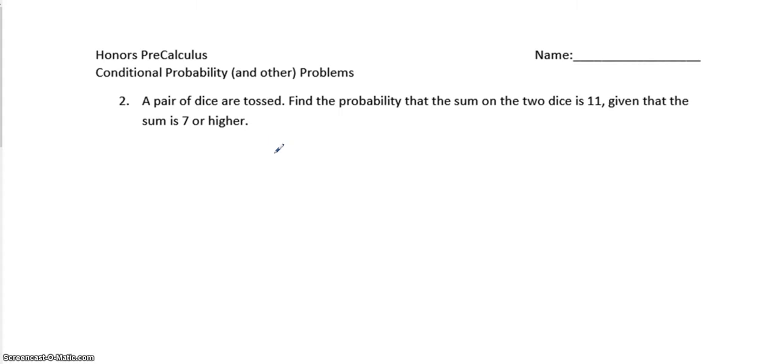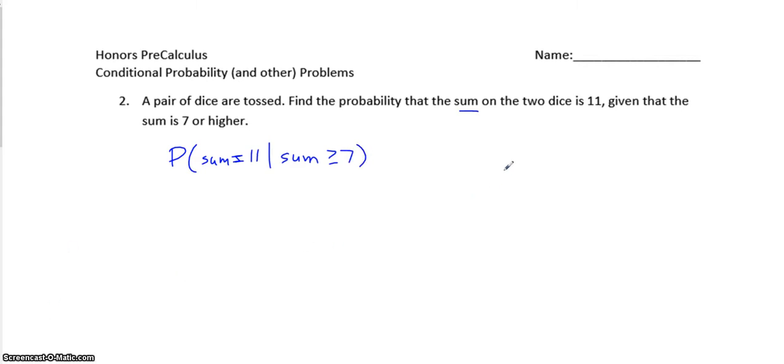Okay, problem 2. We have a pair of dice. Find the probability that the sum on the two dice is 11, given that the sum is higher. I think it's helpful in these kinds of problems to just really write it out with the probability notation. So let's think about what it is we're looking for. We want the probability that the sum on the two dice is 11, so we want the probability that sum equals 11, given that we know the sum is greater than or equal to 7.